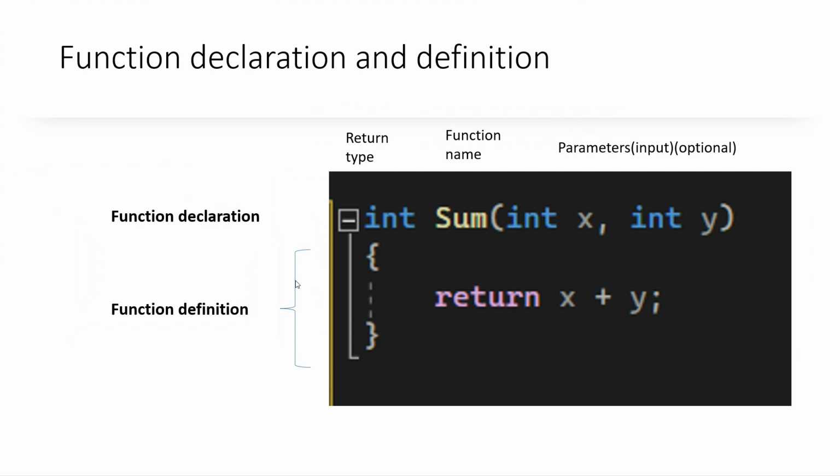First, we will look at function declaration and definition. To declare a function, you need to specify return type, function name, and you can add input parameters, but it is optional. Only brackets are required. And then inside function definition, you specify what that function will do. In this case, this function will return the sum of two input parameters.